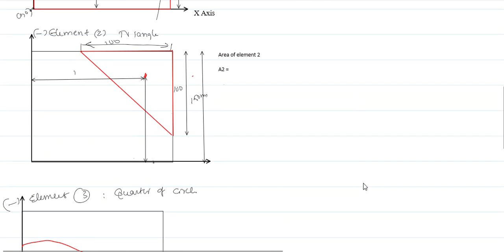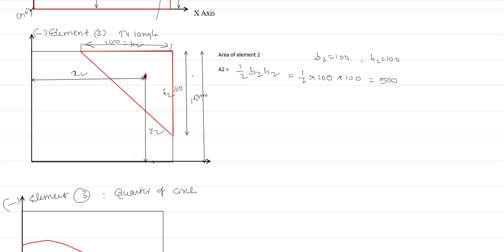Coming to the area of element 2, that means we need to subtract element 2 from element 1, that is our triangle. So this figure shows the centroid of the element. So this is x2, this is y2. Our aim is to know the length of x2 and the length of y2. Similarly, we need to find the area of this triangle. So the area of element 2 is nothing but half b2 h2. Here b2 is our base, that is 100, h2 is 100, so area A2 is 5000 mm square. We are assuming all dimensions are in mm, that's why you are getting units in mm.